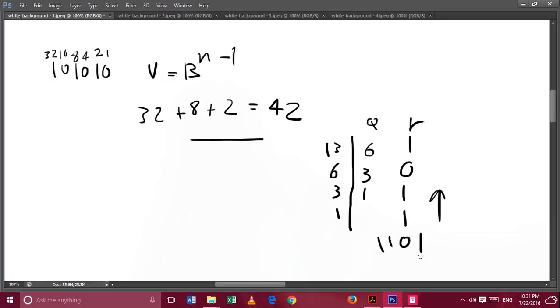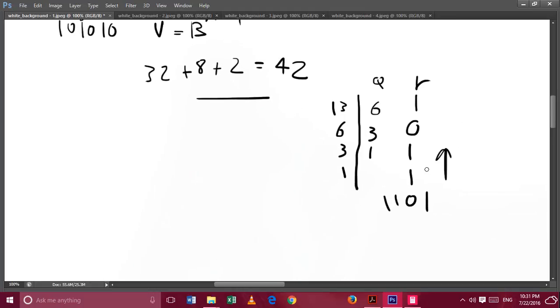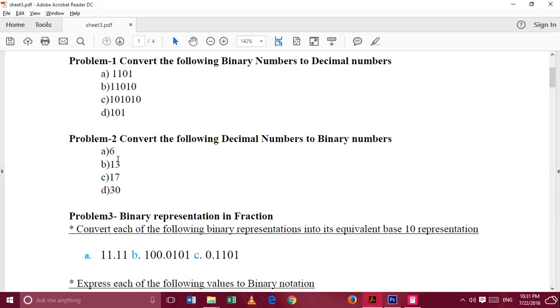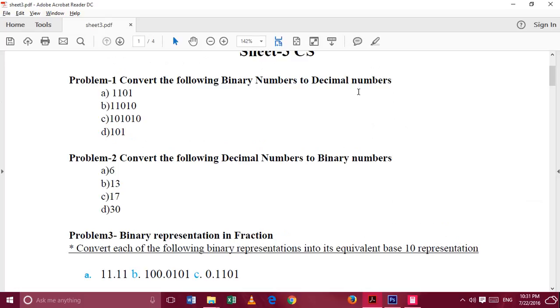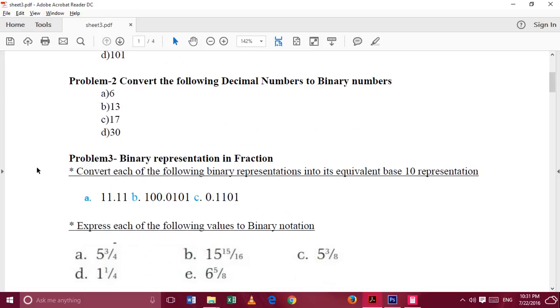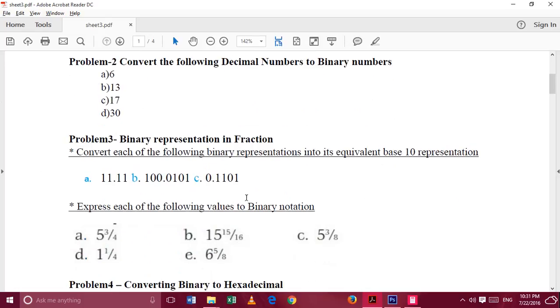Just to make sure that this is correct, that this is number 13, we put 1, 2, 4, 8. So 8 and 4, that is 12, and 1. So that indeed equals 13. Okay. So we are done with converting binary to decimal and decimal to binary. Now, how do we do fractions? For example, let's take this one because it looks a little bit hard. So that's 100.0101.